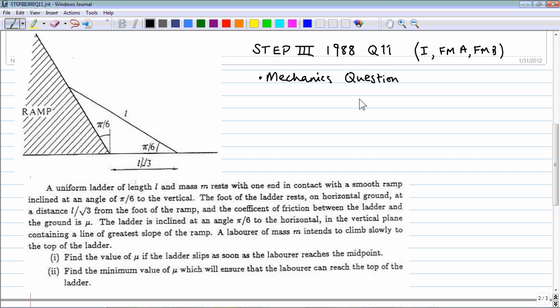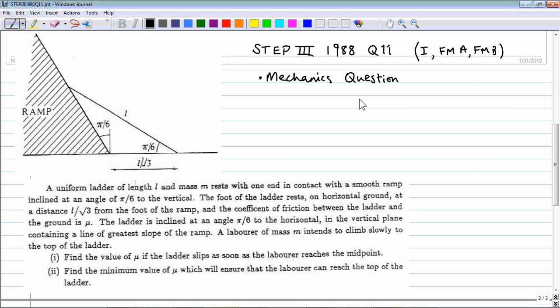The background knowledge, you could solve this with just basic mechanics knowledge from A-level maths, as long as you also know about moments. But it's more suitable for students who've studied further maths, because in further mechanics we cover a lot of questions of this type. So please do go ahead and try to solve the question on your own.